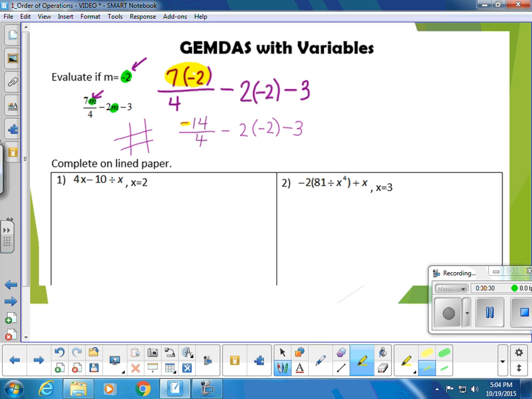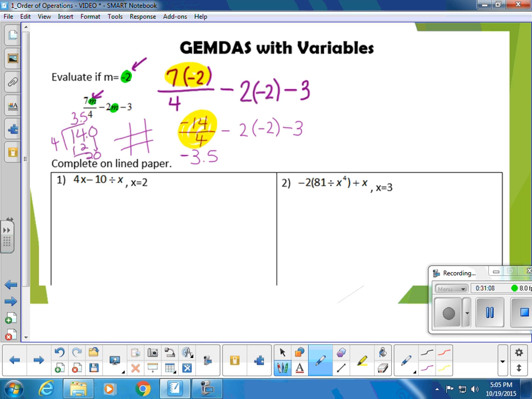So what's given to me first? I have this division here, and it gets kind of sticky. I know you guys can't use a calculator, so let's think about how many times 4 is going to go into 14. 4 goes into 14 3 times with 2 left over. Add your decimal point and bring down your 0. 4 goes into 20 5 times, so my answer here is -3.5. Don't forget your negative sign.